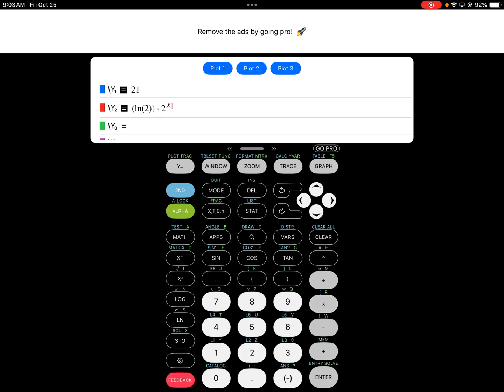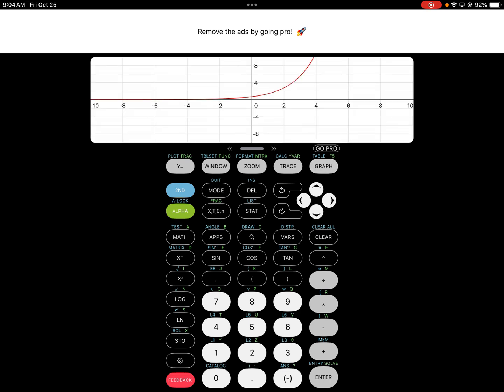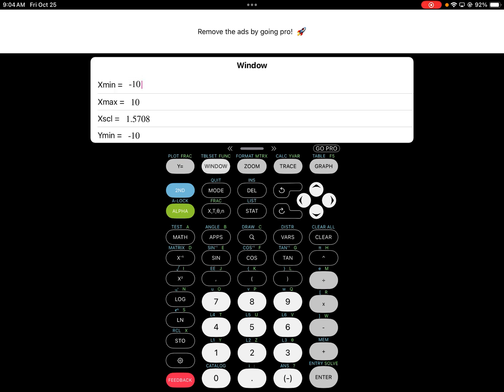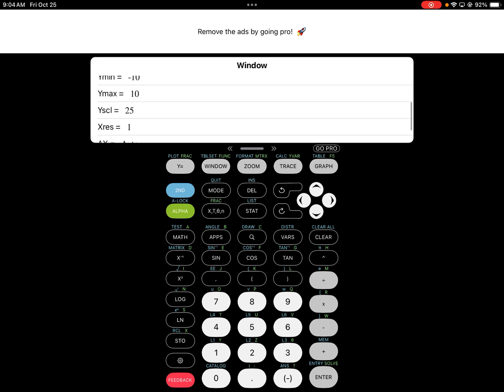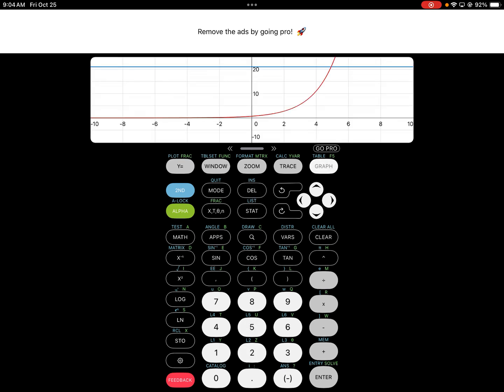Now, if I just hit graph in a regular window, am I going to see that horizontal line of 21? No, because what's the biggest thing we typically see in our window? 10, right? So when I hit graph, I'm only going to see that exponential function. So let's go to our window, and let's make our y max 25. And we'll graph it. All right, so I can see it.